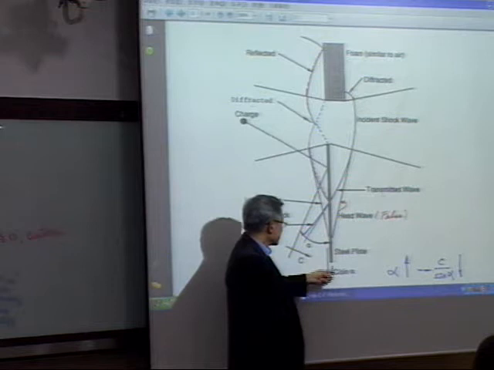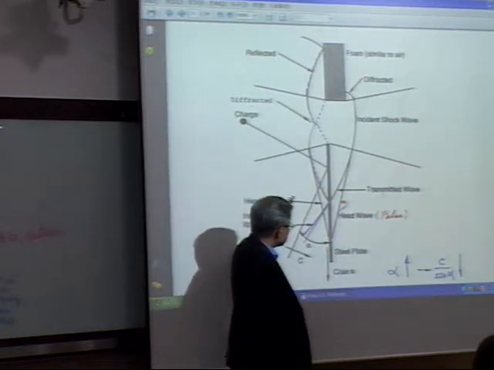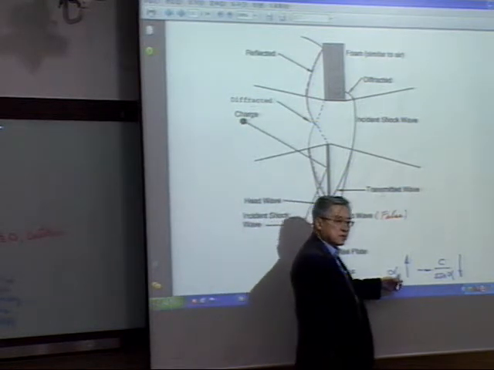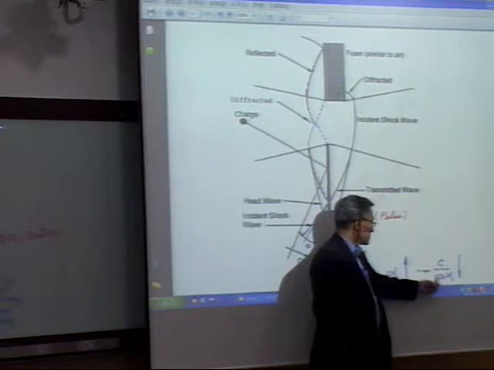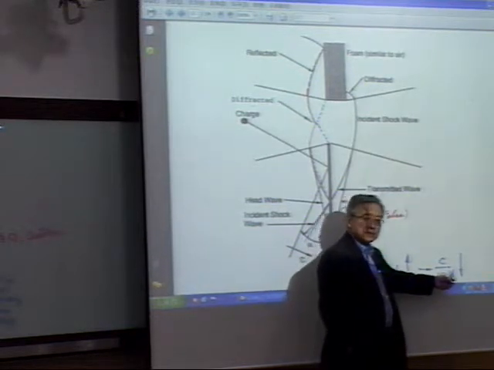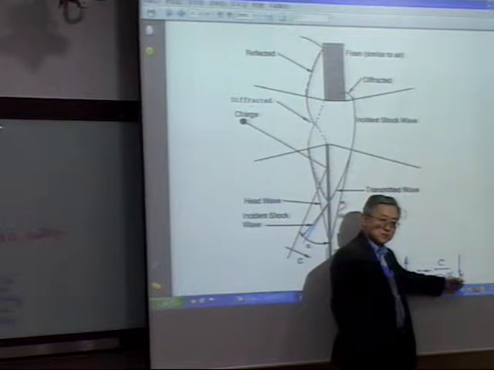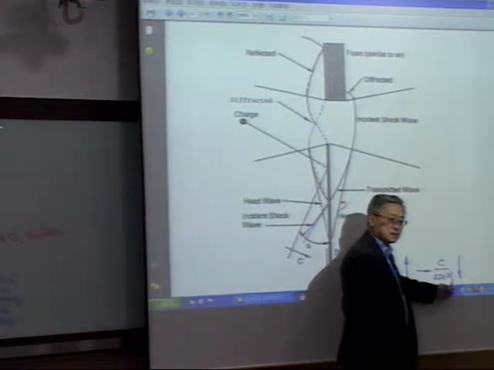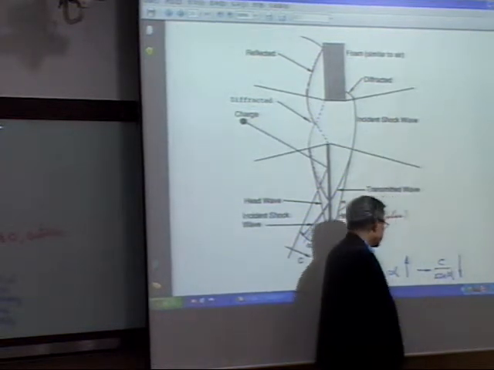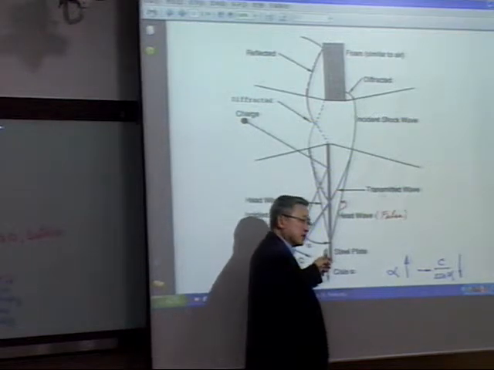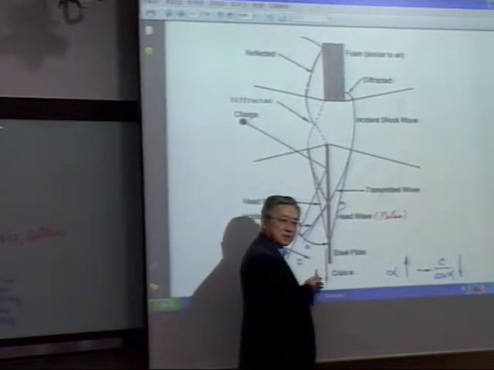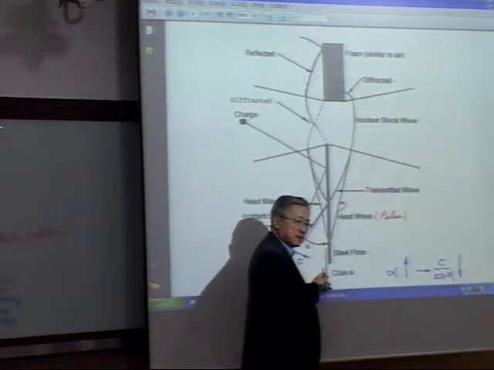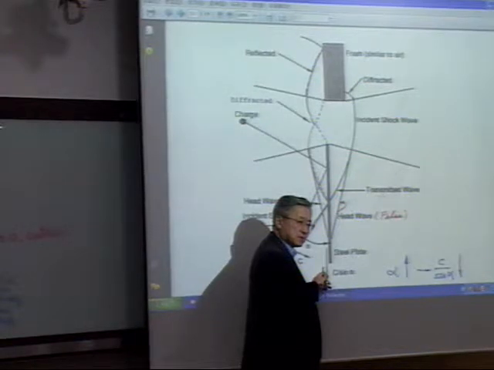As the shock wave is moving, this alpha is increasing, but as alpha is increasing, c naught over sine alpha decreases, right? Makes sense, right? Because sine alpha is increasing to the limit value of 1. So this is decreasing. This speed along the boundary in the water is decreasing.